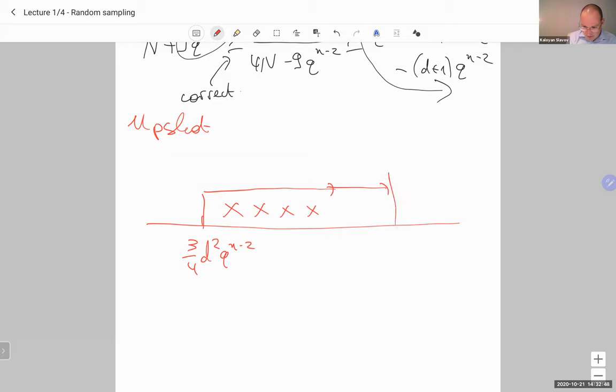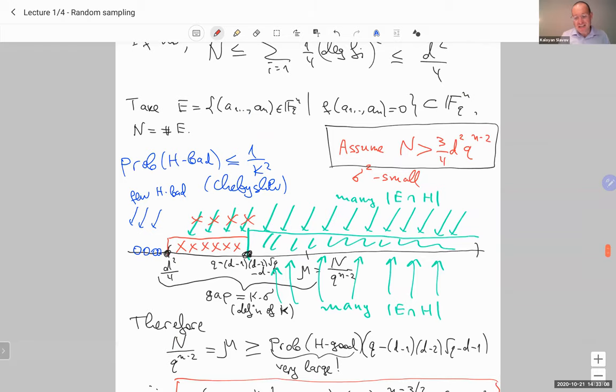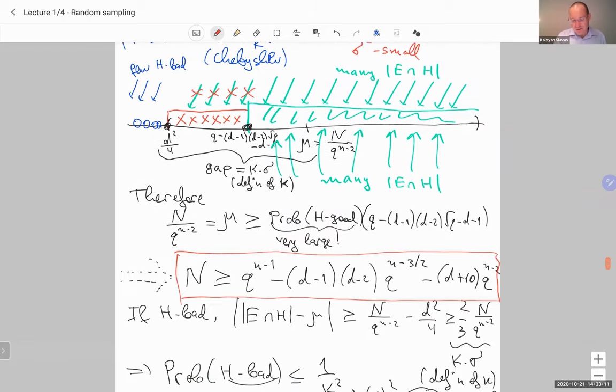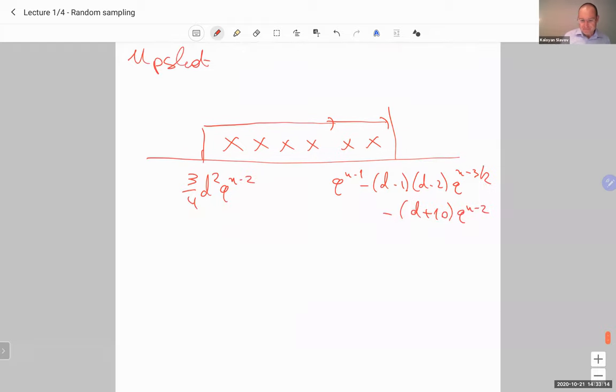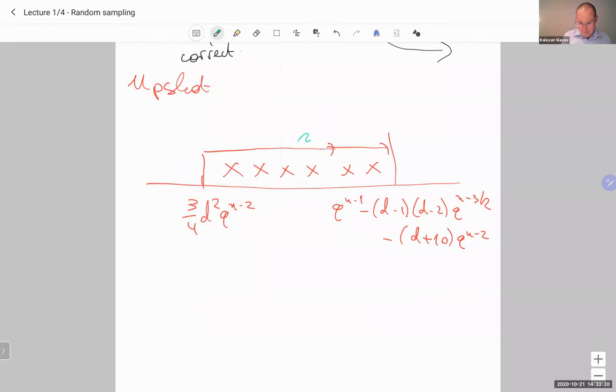It has to keep going until q to the n minus 1 minus d minus 1 d minus 2 q to the n minus 3 halves minus d plus 10 q to the n minus 2. It has to jump all over because of our dichotomy here. Because of the forbidden interval for each slice, and because most slices have intersection very close to the mean, this is our forbidden interval. And again, then you look at how it overlaps with Lang-Weil, and so on. That's how we refine the Lang-Weil bound.